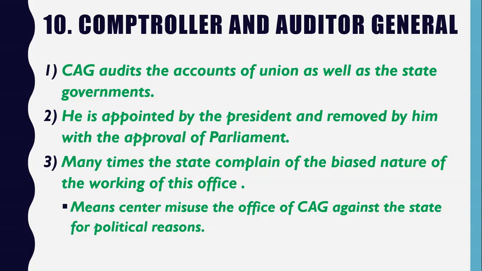Okay, so in simple words, what is the work of the CAG? The work of the CAG is to check the income account of the government, means how much money government has earned in a given year, and to see if there is any scam or hoopla in the account. Similarly, CAG also checks the expenditure account of the government, means how much money government has spent in a given year, and if there is any scam or hoopla in the expenditure account of the government.